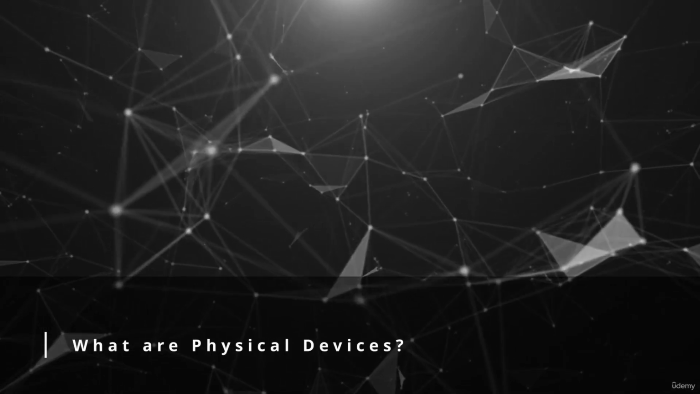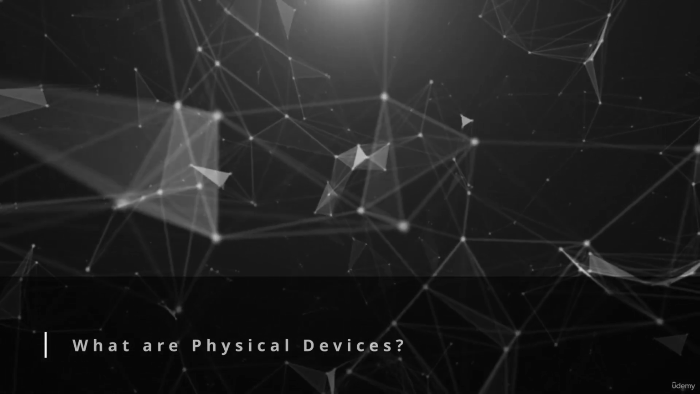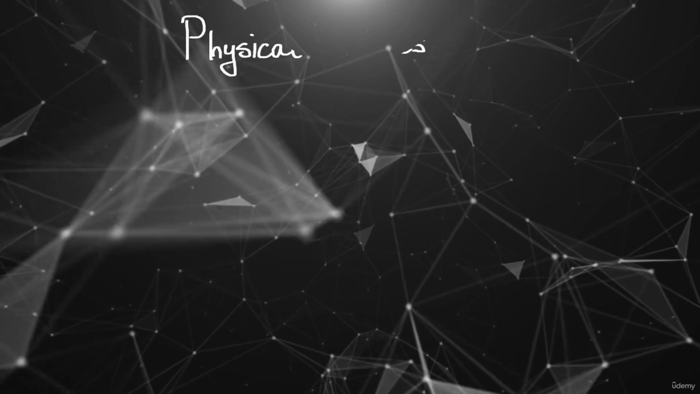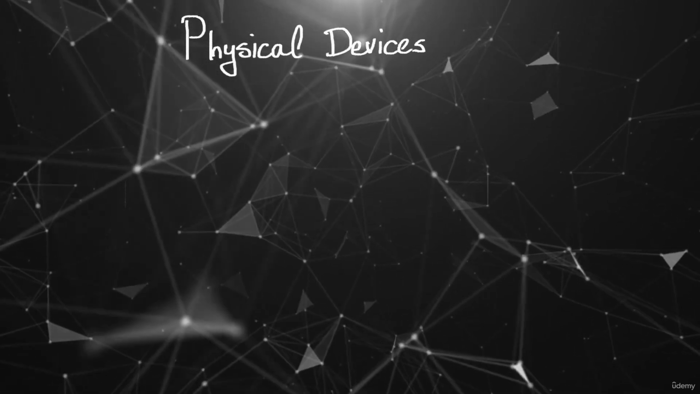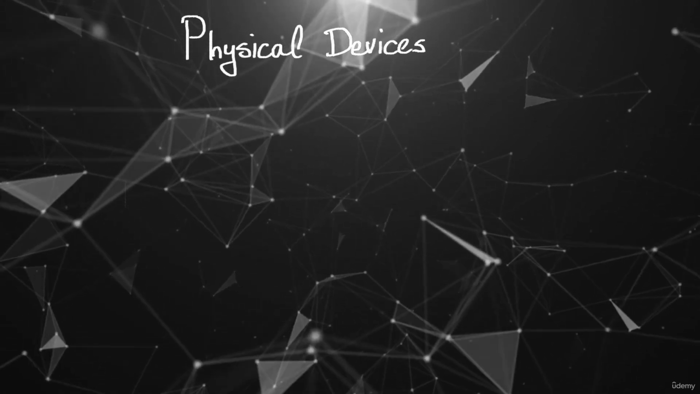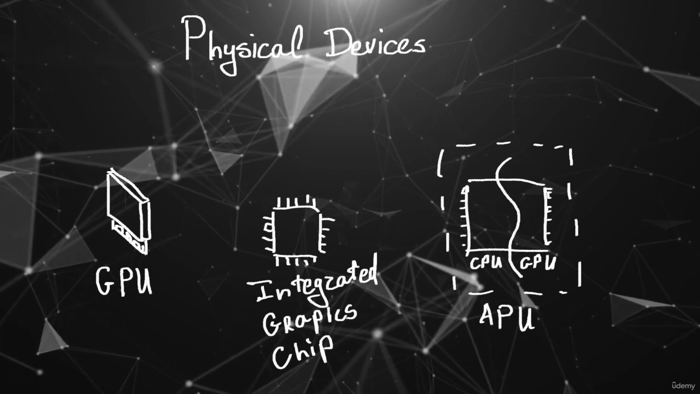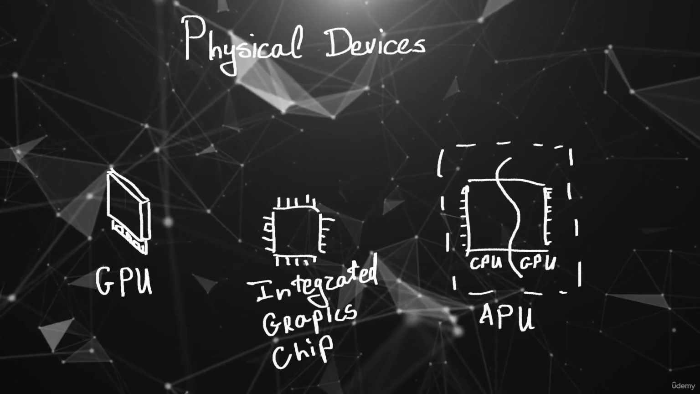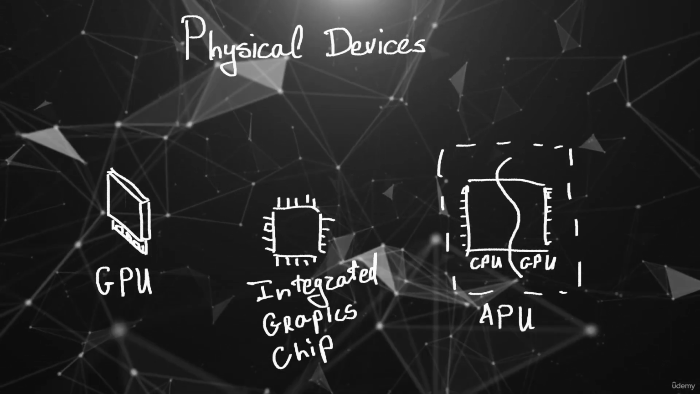Hello. In this short video, I will introduce what the physical devices are. These are the devices that execute graphical commands. These devices can be separate components on the motherboard. They can be small integrated chips or they can be inside the CPU.